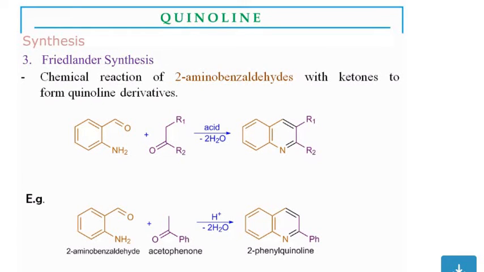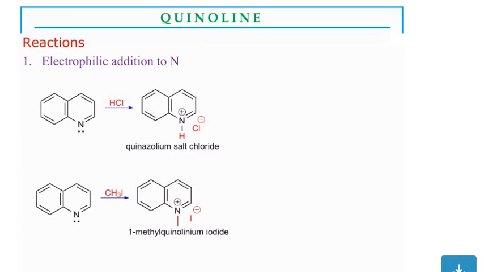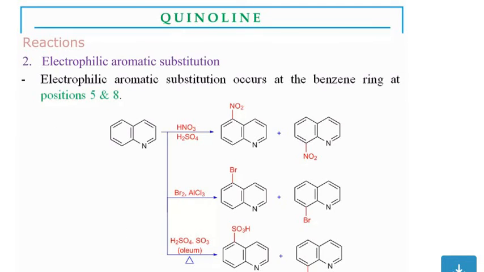Now, Friedlander synthesis, the chemical reaction of 2-aminobenzaldehyde with a ketone to form quinoline derivatives. You can see the formation of 2-phenylquinoline. Electrophilic addition to nitrogen: formation of quinolinium salt and formation of methyl quinolinium iodide.